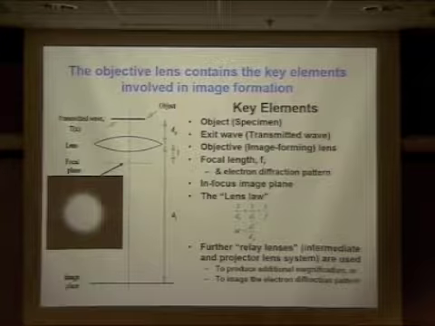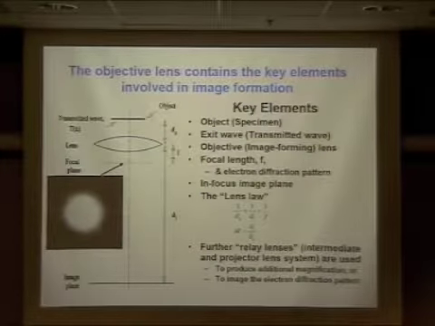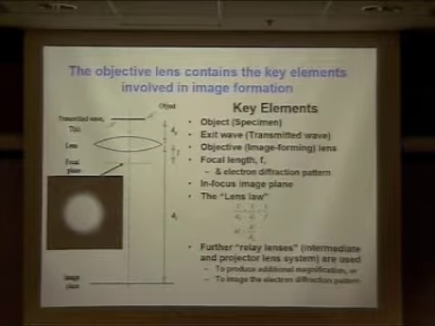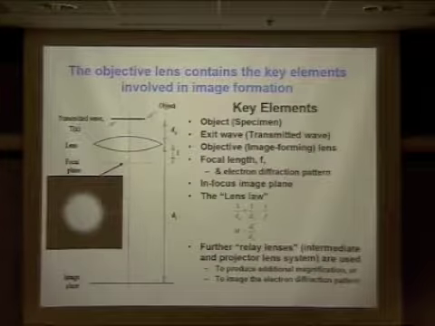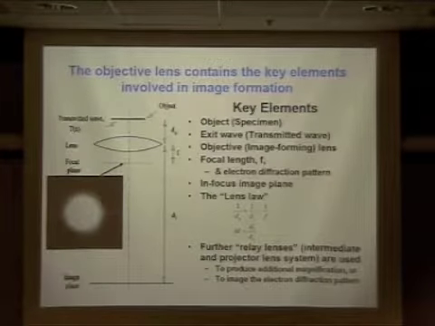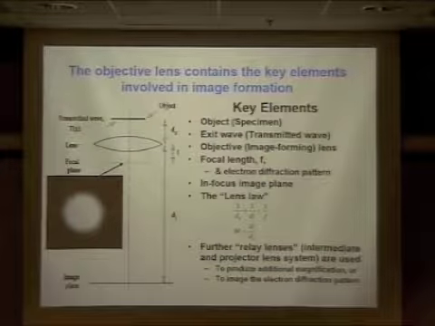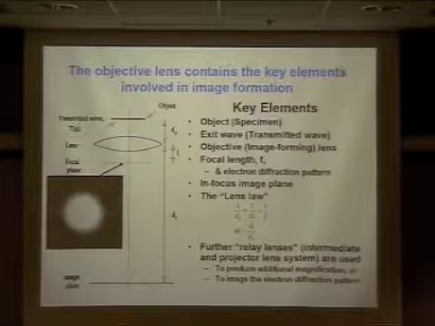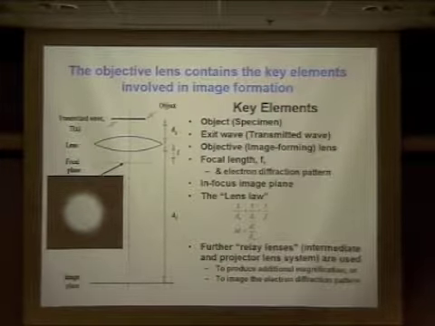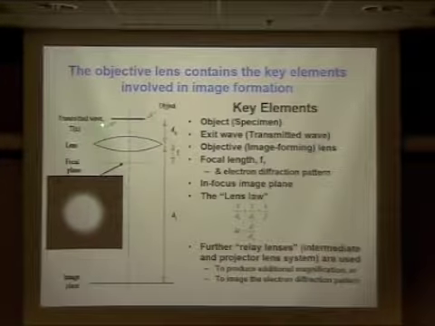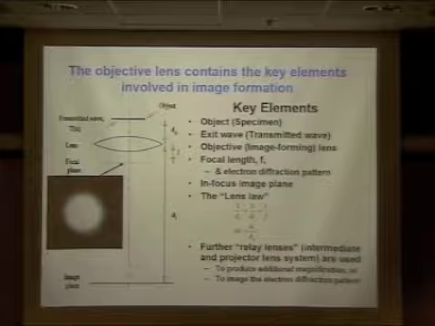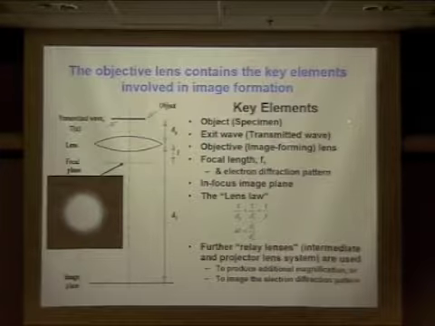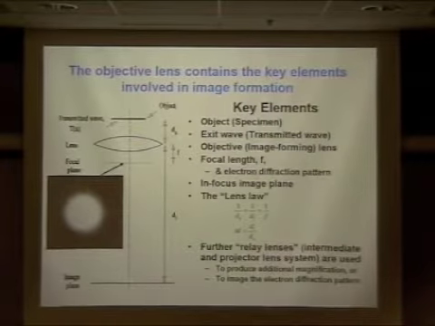The most important element, in my opinion, in the electron microscope is the objective lens. And there are a lot of key things about the objective lens that are worth having a really good understanding about. The object, of course, the specimen, but the issue or the element about the object is not the object, but the electron wave that is transmitted through the object. And I will be referring to that as the exit wave, or the transmitted wave of the electron.